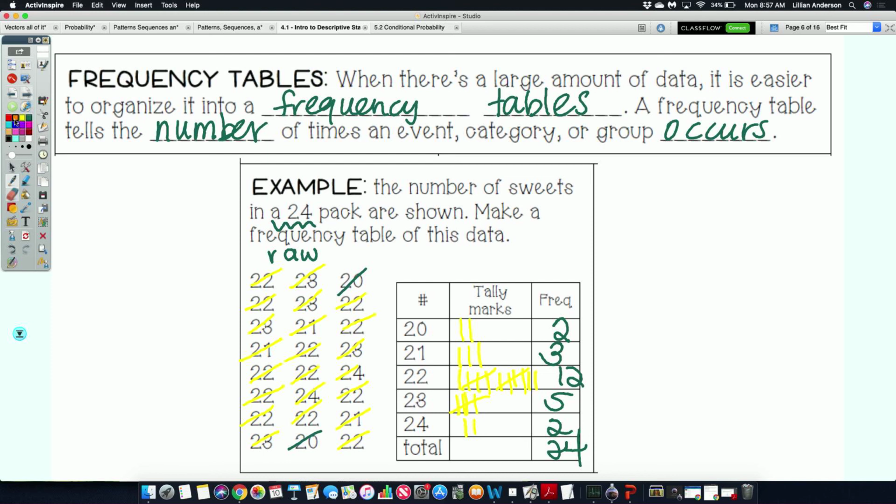Now this column right here, this tally mark column, is not necessary to create your frequency table. However, if you have like 200 pieces of data, it might be easier to do the tallies and then double check before you go through and just try to do the count. But a frequency table only has that left column and then that right column.